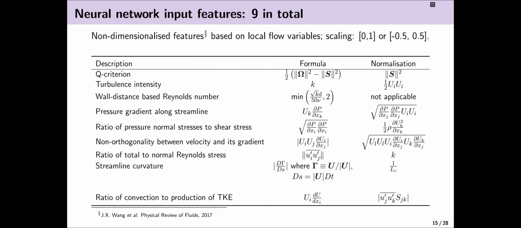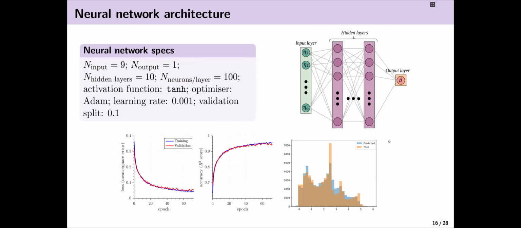So the features I'm using are as follows. There are 9 of them. They are non-dimensional, and their scales are between 0 and 1, or between -0.5 and 0.5. These are quite standard and have been used in previous papers and studies successfully. And then here's the neural network architecture. It's a fully connected neural network. We have 9 inputs for 9 features, and the output is the beta field. We use 10 hidden layers with 100 neurons per layer. The activation function is hyperbolic tangent, with the Adam optimizer, and other details.